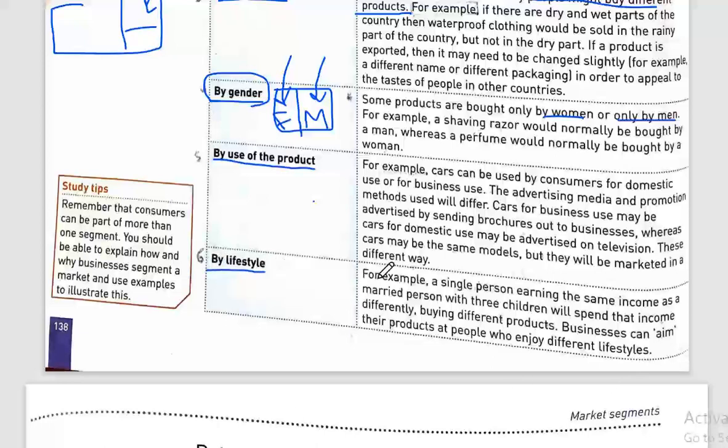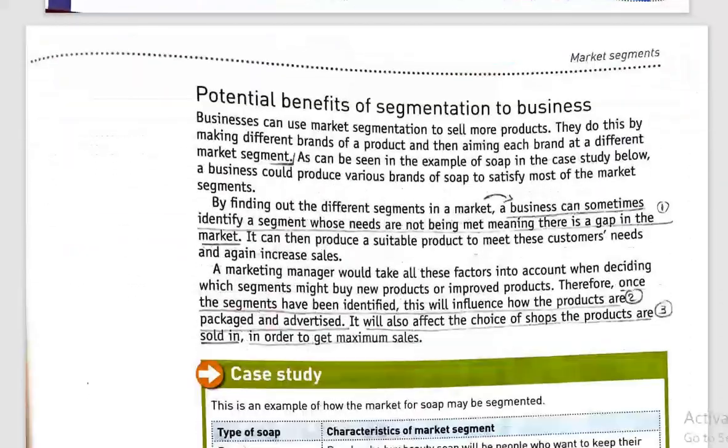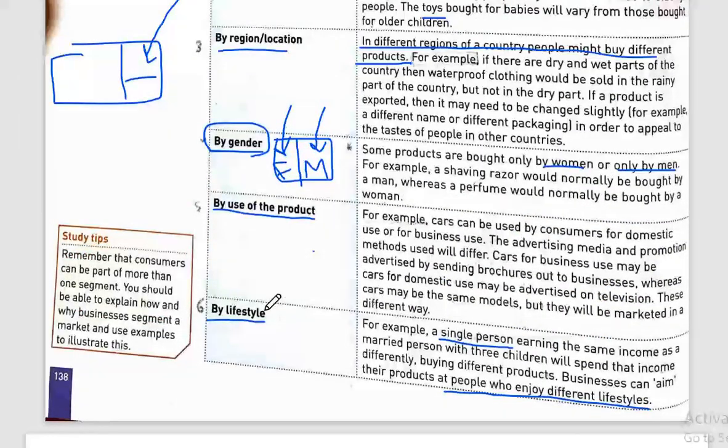And six, by lifestyle, whether they are, let's say, a single person or a family, based on their different lifestyles. For example, if their lifestyle is outgoing and they like to spend money and they don't care about, let's say, the prices. So with these subgroups by lifestyle, I will be able to target them better, understand their needs, and offer them the product that matches their lifestyle.